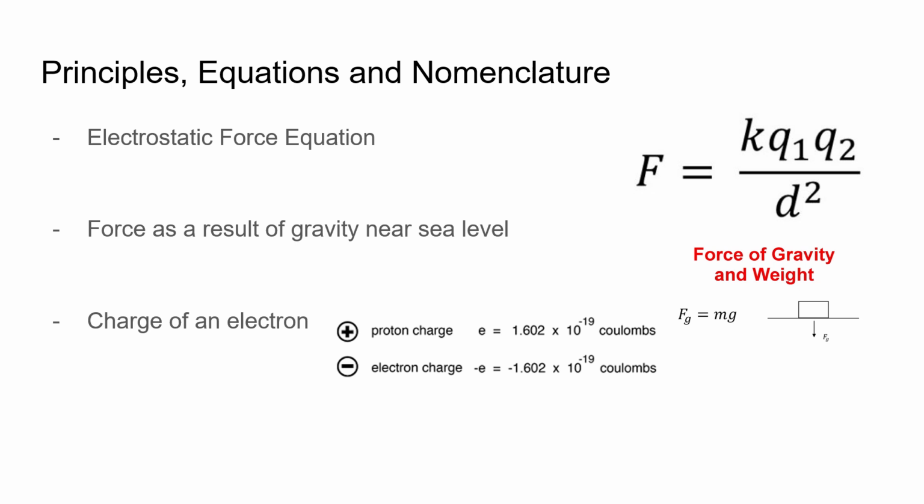Just a couple quick terminology that's going to be used for the rest of the video. The electrostatic force equation, obviously to your right, and the resulting force due to gravity at sea level. One important thing I want to point out is that the charge of an electron is around negative 1.6 times 10 to the negative 19 coulombs.